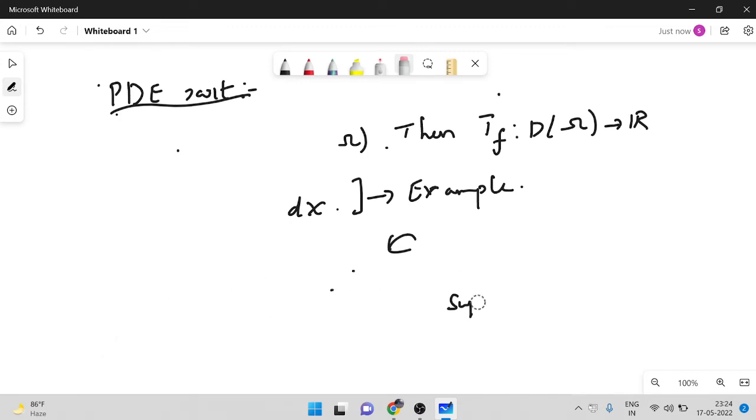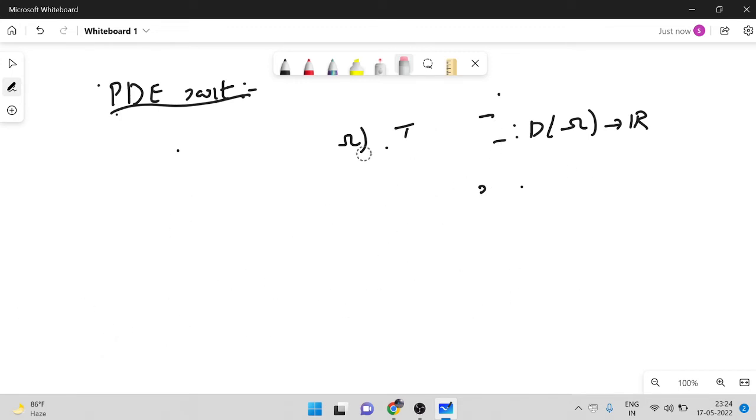The other example is something that all of you know, something you have studied in your electrical circuits and everything, but you have not seen it in this way. It's the Dirac distribution.